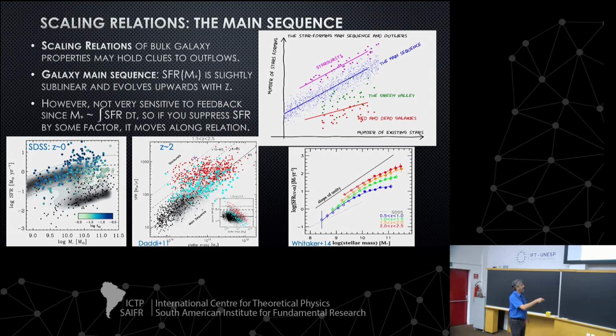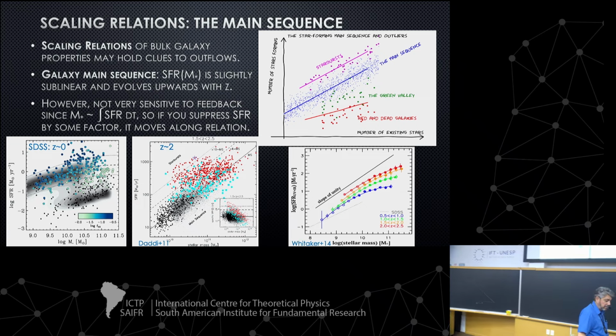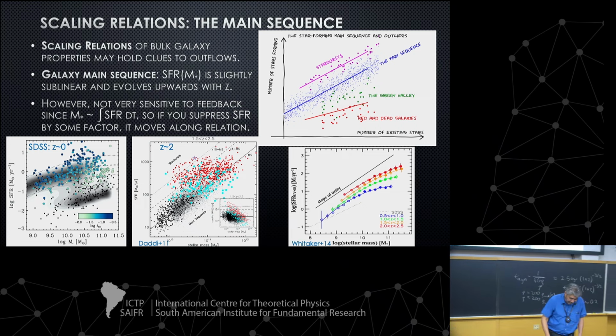And you can see it also in the H2. So the molecular hydrogen, which is, of course, the stuff that fuels star formation, is really high up in the starburst, and then as you get down here, it's not very high at all. That's why there's no star formation. So it all kind of hangs together. Okay, so that's the main sequence.